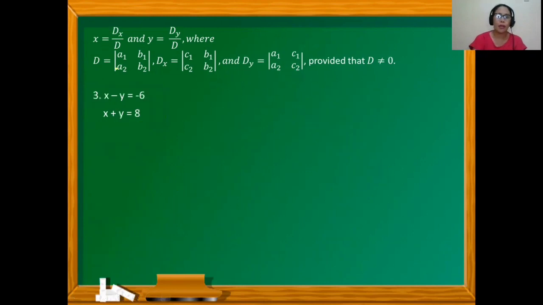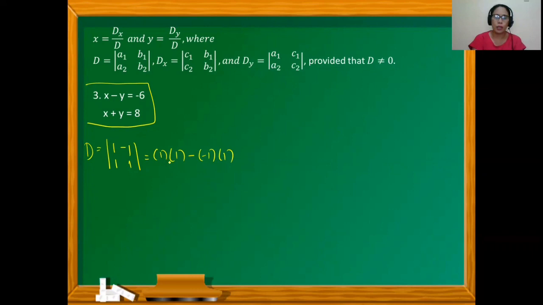Next, number 3. So we'll solve for the determinant. So we have a sub 1 and a sub 2, 1, 1 respectively. And then b sub 1, b sub 2, negative 1, 1. Solving for d, so this is 1 times 1 minus negative 1 times 1. So we have 1 minus negative 1. So this gives us 2.